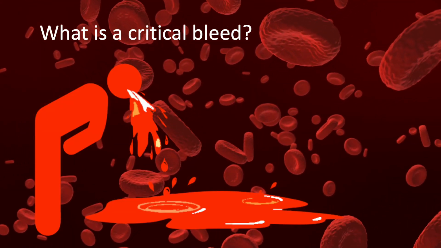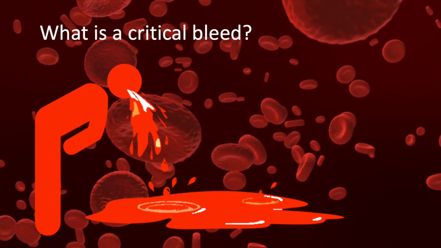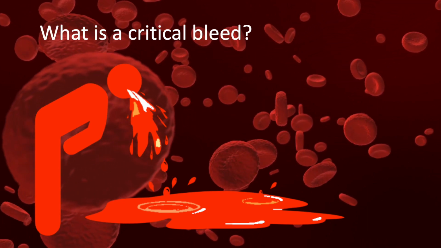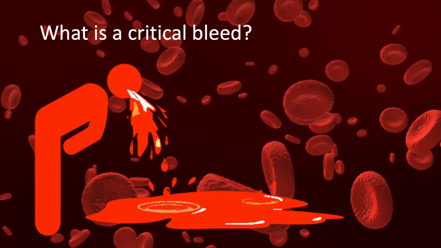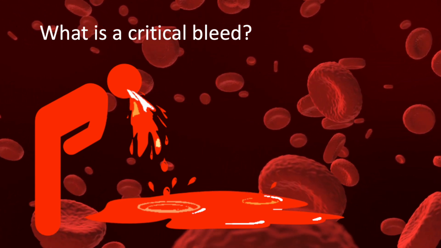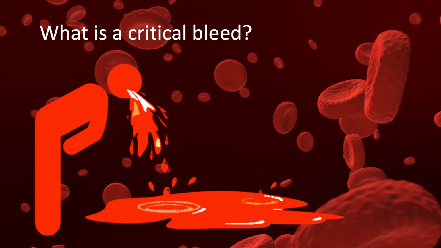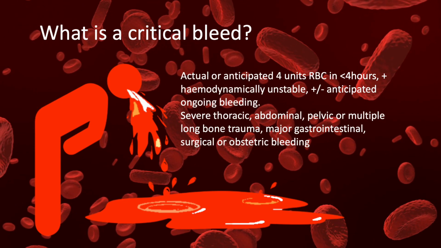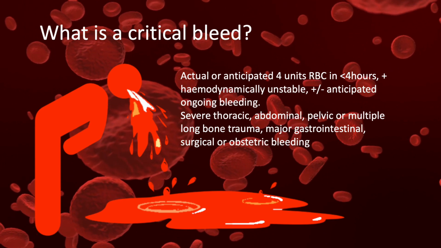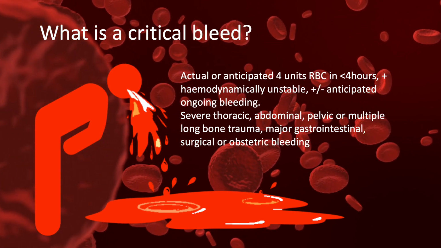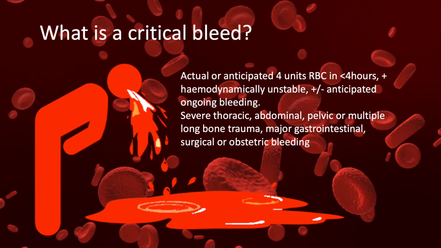So let's go through what critical bleeding means and how you can determine if your patient is experiencing critical bleeding. To qualify as critical bleeding, the patient must be unstable from blood loss and be expected to need more than 4 units of blood in 4 hours. This may be because of significant trauma, major GIT bleeding, or obstetric hemorrhage.